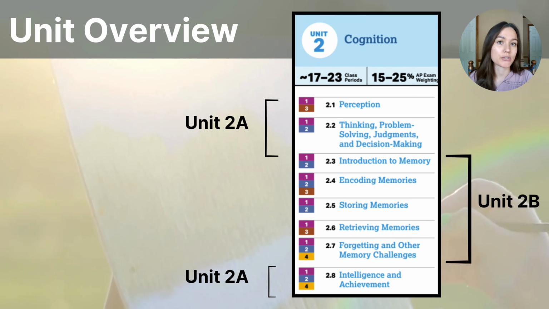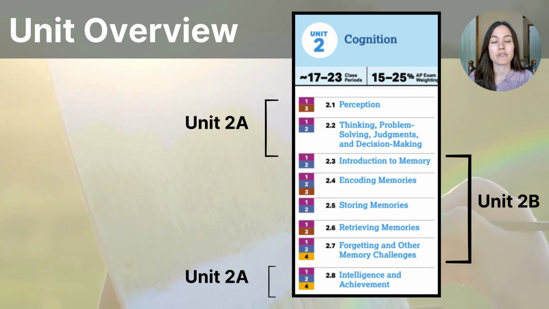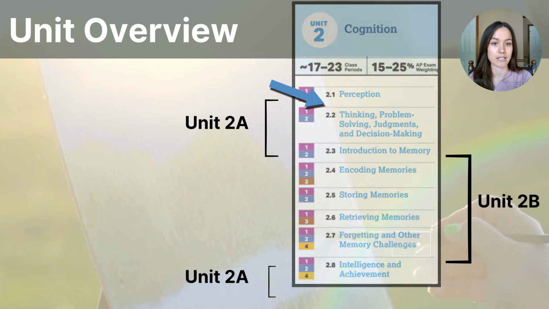2B will focus almost entirely on the topic of memory. The first part that I'm calling 2A will focus on other aspects of cognition, factors like perception, thinking, problem solving, decision making, intelligence, creativity, and achievement. Today's video will focus specifically on the learning objective 2.1 that's called perception in the CED.